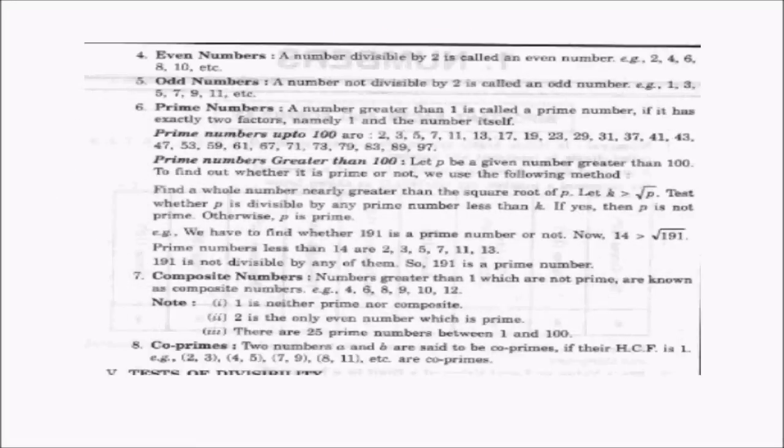And very important, you need to know what are even numbers and odd numbers. The majority of people would know what an even number and an odd number are, but I'm just going to give you a brief. A number which is divisible by 2 is called an even number, and a number which is not divisible by 2 is called an odd number. And prime numbers, it's very important for you to remember all the prime numbers till 100.